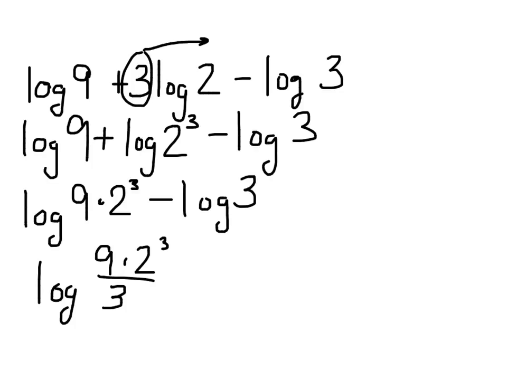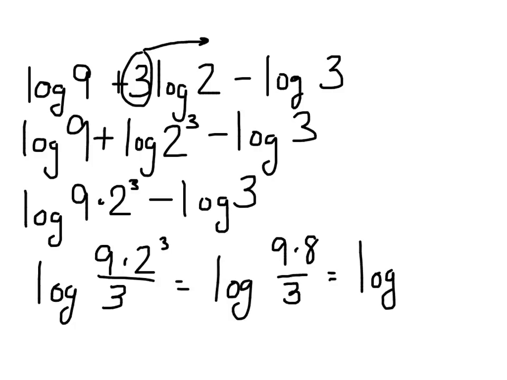You went from having 3 logs in your problem down to 1. And that's the goal. You want to get it so that it only has 1 log left over. Now here's the only downside to this problem. All those numbers, if you can reduce them, reduce them. What's 2 to the 3rd? 8. 2 times 2 is 4 times 2 is 8. So really that's like saying 9 times 8 divided by 3. Or better yet, 9 divided by 3 is what? 3, and 3 times 8 is 24.